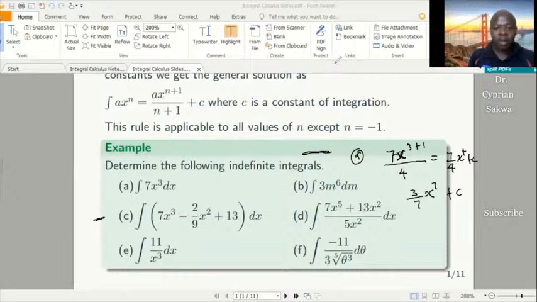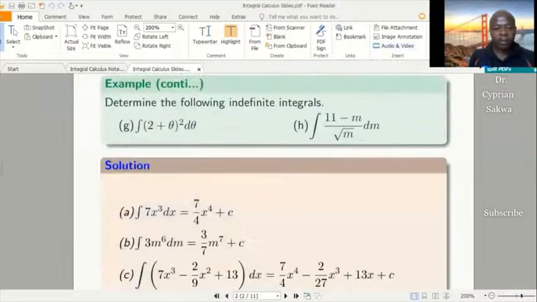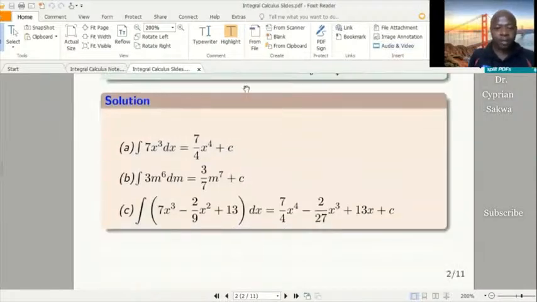So let me show you my working that I did earlier. These are my workings. For the first one, you just add 1 to the power, which equals 4, and you divide by that 4. Then add a constant of integration. The second one, the same thing. Add 1 to the power, gets 7, and then divide by 7, and then add a constant of integration. The third one is also that way. Add 1 to 4, so this part becomes 7x raised to 4 over 4.